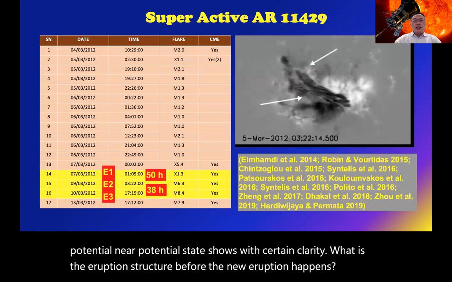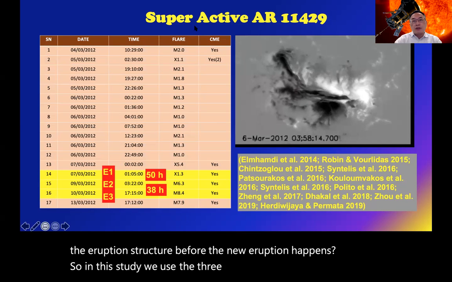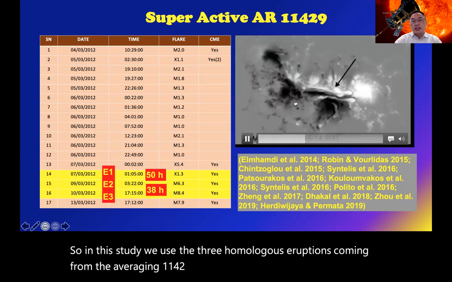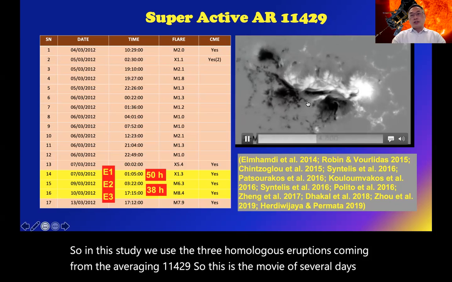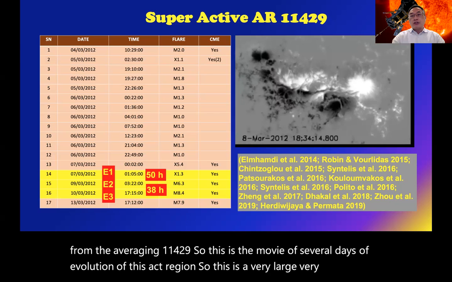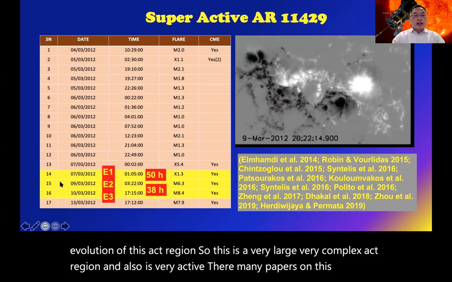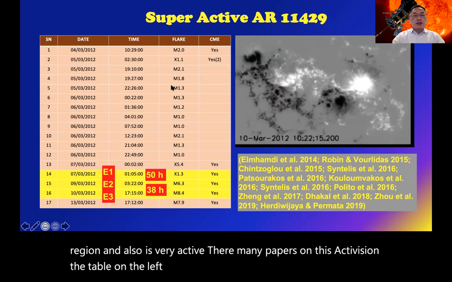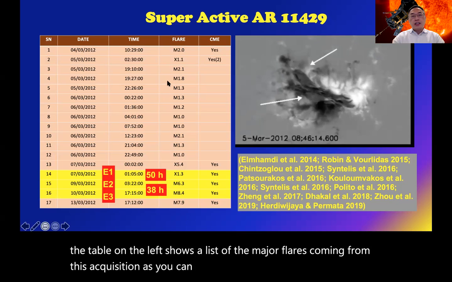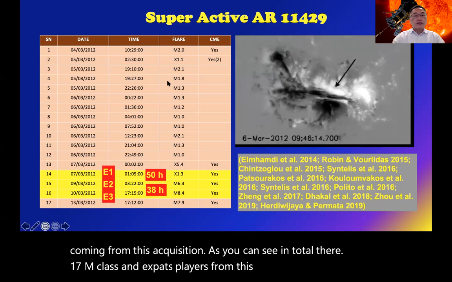In this study, we use the three homologous eruptions coming from active region 11429. This is the movie of several days of evolution of this active region. This is a very large, very complex active region, and also very active. There are many papers on this active region. The table on the left shows a list of the major flares coming from this active region. In total, there are 17 M-class and X-class flares from this region. Three of them are X-class flares.